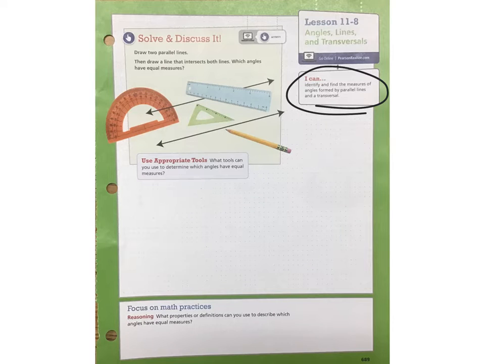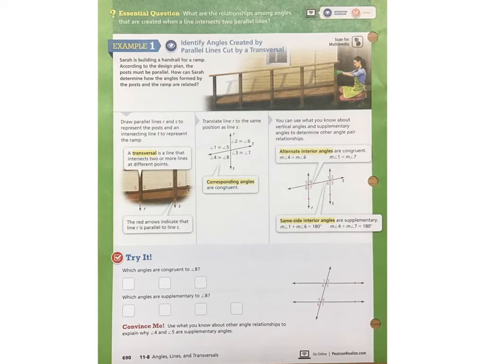Lesson 11:8, Angles, Lines, and Transversals. In this lesson, we're going to learn how to identify and find measures of angles formed by parallel lines and a transversal. Now let's take a look at example 1. Identify angles created by parallel lines cut by a transversal.